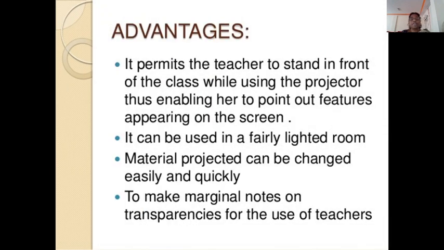Then what are the advantages of this overhead projector? It permits the teacher to stand in front of the class while using the projector, thus enabling her to point out features appearing on the screen. It can be used in a fairly lighted room. Material projected can be changed easily and quickly.